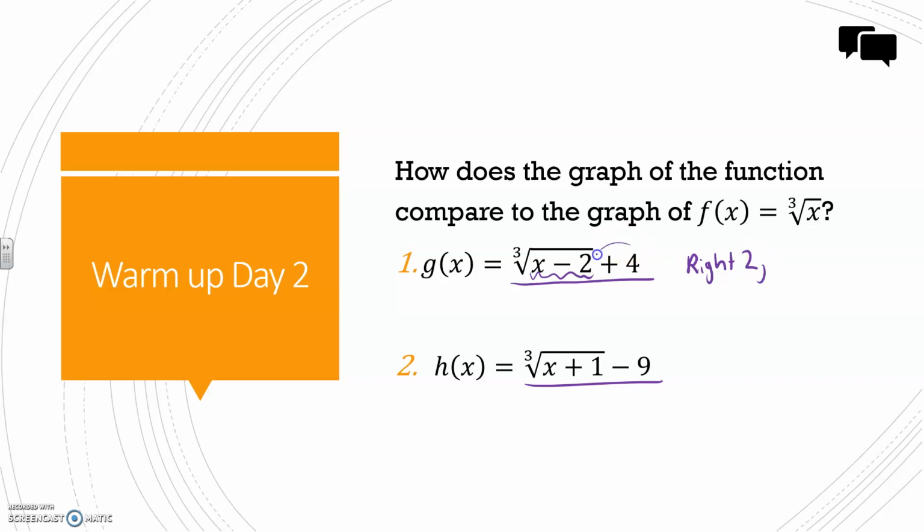And then hopefully you were able to recognize that the plus 4 moved it up 4. When it's outside of the radical, it moves it up or down as you would think, because it's affecting the y values or the outputs. For number 2, you should have said that it moved left 1 and down 9. So that's just a little warm-up to review what we learned yesterday.